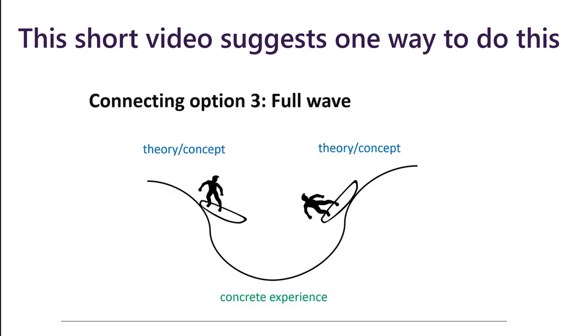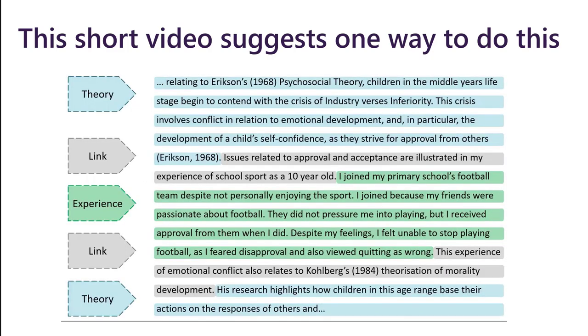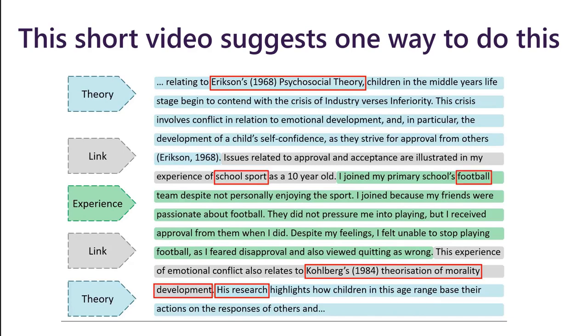A third option is the full wave. Here, Erikson's theory is related to joining a football team. This experience is also related to Kohlberg's theory. So, there are two theories, and both are related to an experience of playing school sport. So the details of one experience are used to show understanding of two different theories.